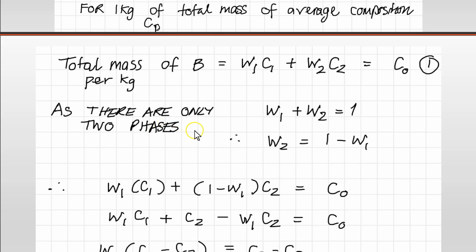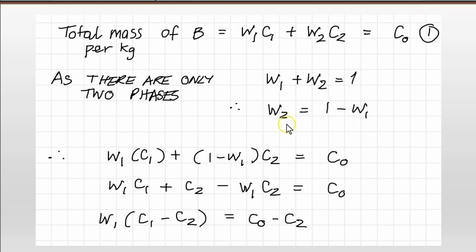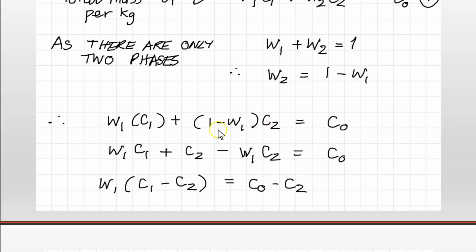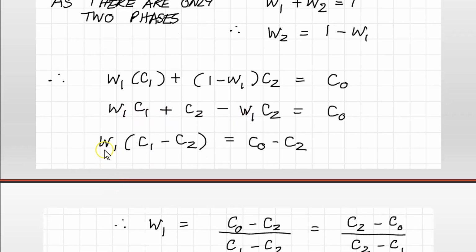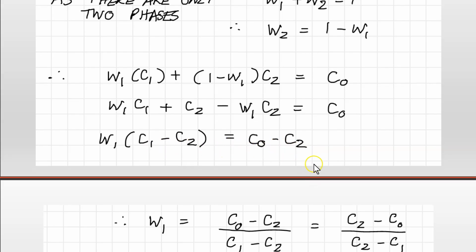As there are only two phases, the fractions W1 and W2 must equal 1. We can rearrange this to get W2 is 1 minus W sub 1 and eliminate W2 from this equation. In such case, we get the product of W1 and C sub 1 plus 1 minus W sub 1 times C2, which equals C0. Distributing the C2 and collecting our terms, we see that W1 times C1 minus C2 equals C sub 0 minus C sub 2.